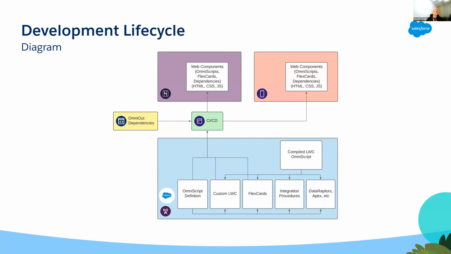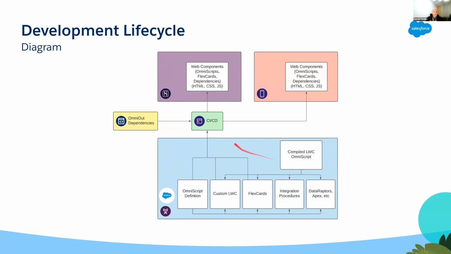So from a development lifecycle point of view, here's how it works. On the bottom here, we have Salesforce. Inside of Salesforce, we would have the OmniScript definition. The OmniScript itself could reference custom LWCs, flex cards, integration procedures, data raptors, that sort of thing. On platform, all of this will get compiled based on the OmniScript definition into a LWC itself, and then you can deploy that LWC on a Lightning record page, on a community, wherever you like.